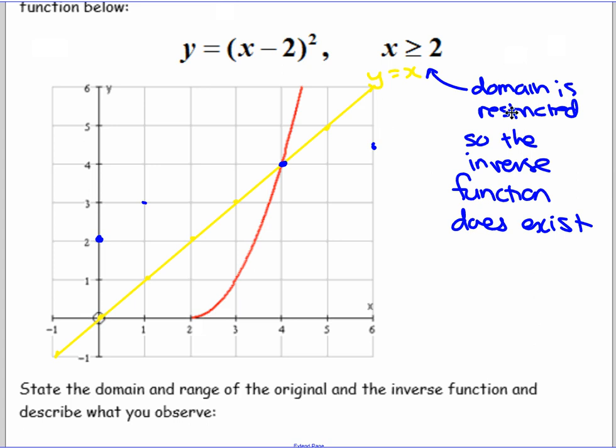I'll explain that another day. It seems a bit weird, but it's maybe something I can pop in as an extra TOK thing. Why does an inverse function not exist for non-1-to-1 functions? That's a very good question that I can pop in as an extra TOK thing.